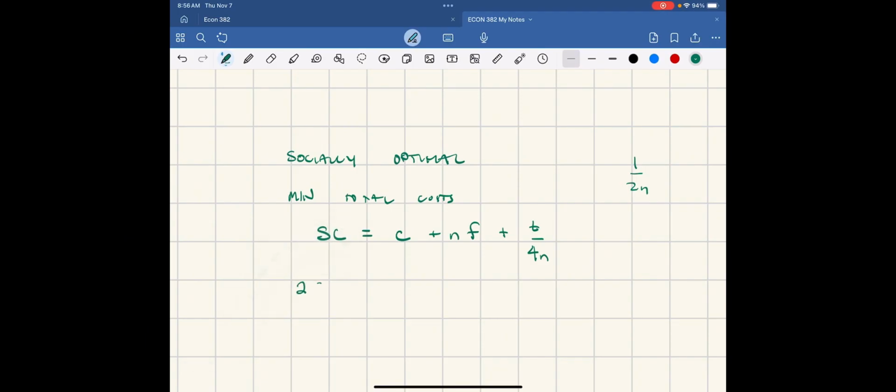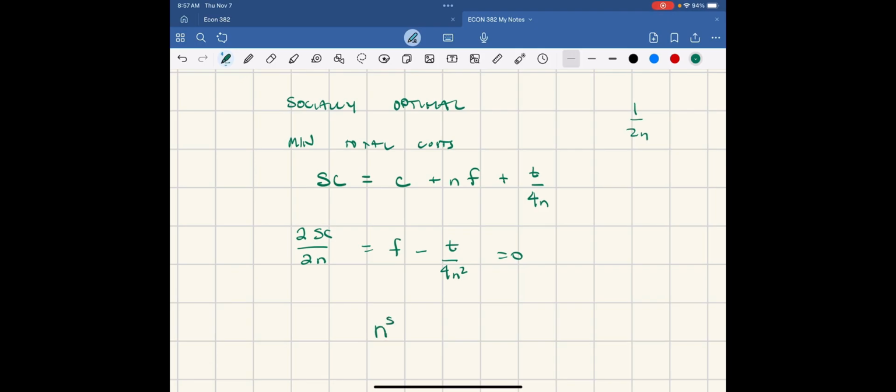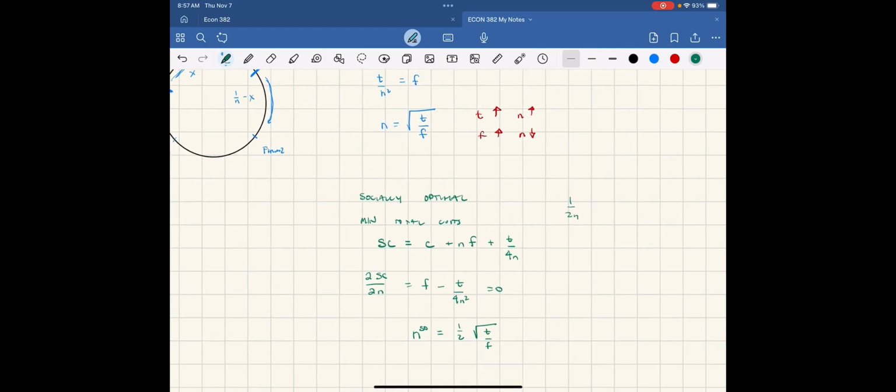So now we're going to take the partial derivative of social cost with respect to n. So this will get F minus T over 4n squared. We set this equal to 0 and solve for n. So the socially optimal number of firms is equal to 1/2 square root of T over F, which, if we look at that, is going to be half the number of firms that are provided in a monopolistically competitive market.